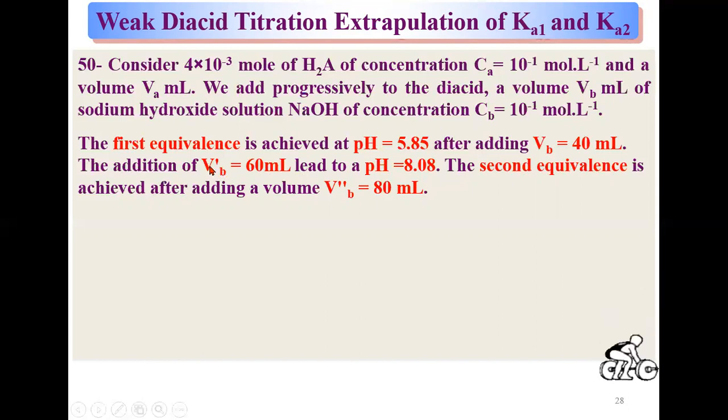Well, I don't like the fact that they called it Vb prime because we're used to Vb prime being what I react extra after the first equivalence. This is the total Vb added, which is 60. Well, if my volume at equivalence is 40, then my half equivalence is 20. That means 60 mL is the second half equivalence point.